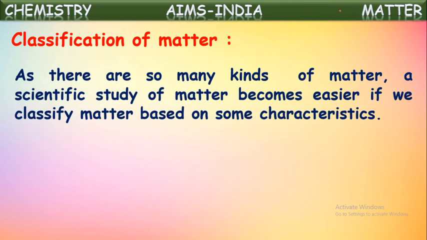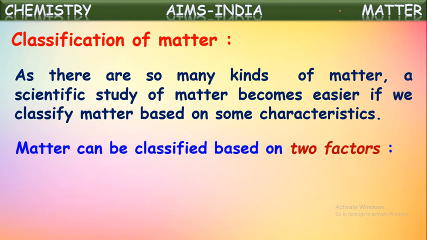As there are so many kinds of matter, a scientific study of matter becomes easier if we classify matter based on some characteristics. Yes, we are saying everything in this universe which has some mass, occupies some space and is perceived by our senses comes under matter. So matter is classified based on some characteristics to make its study easier.